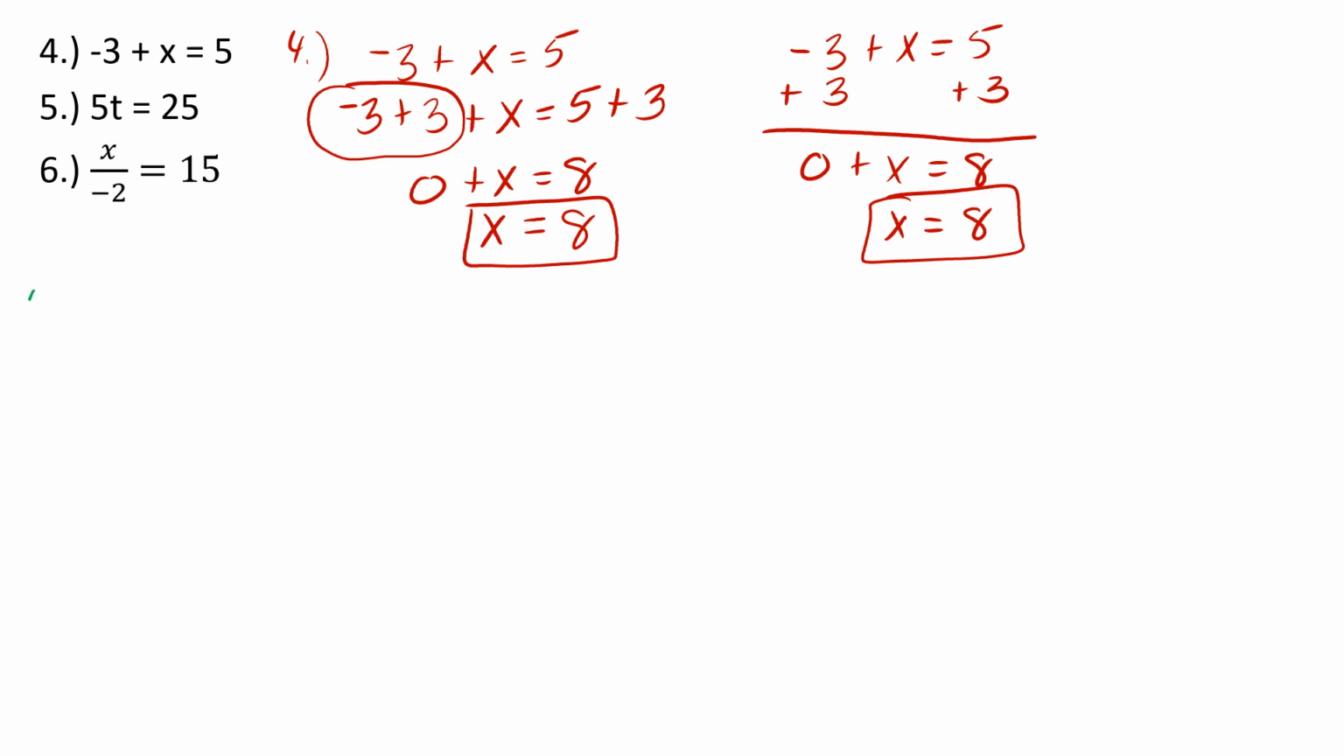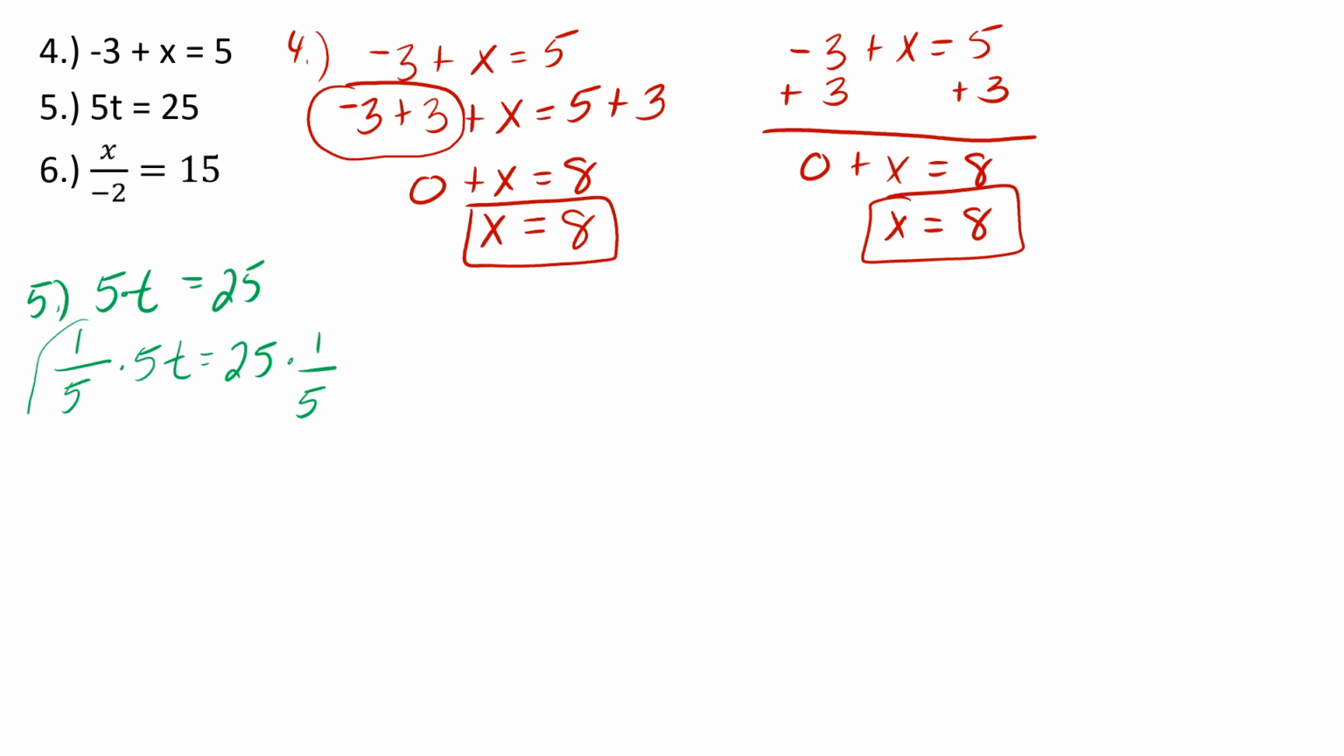We have 5 times t, and it is important to remember that that is multiplication there. So this is multiplication right in between the 5 and the t. I have a lot of students that, if I ask them what is the operation happening there, cannot give me the right answer. So that is multiplication. We can undo that by multiplying by the reciprocal. So the reciprocal would be 1/5.